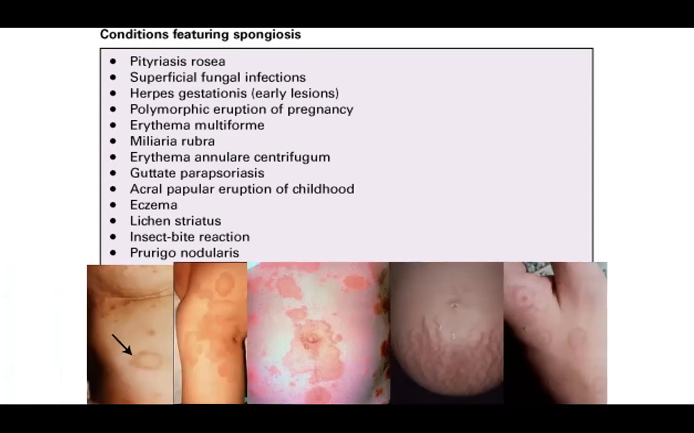And here, you can see these classic targetoid looking lesions, so you can definitely think about an erythema multiforme. Now, erythema multiforme can contain spongiosis, but the primary inflammatory pattern is going to actually be more of an interface change with a good amount of necrosis. So spongiosis is definitely not a defining feature by any means of erythema multiforme.